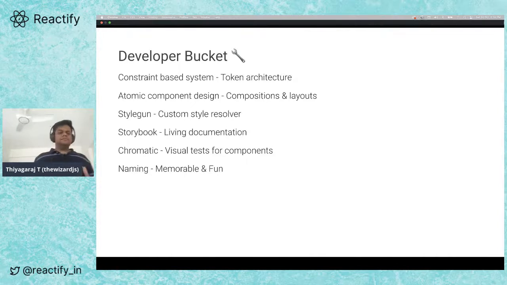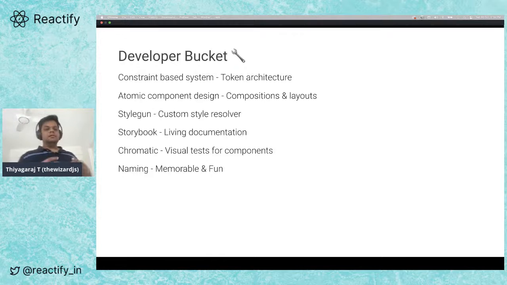Third is Style Gun. This is something which we came up with in Dgraph. We came up with a custom style resolver. We saw there are many token based style resolvers, and we came up with our own resolver, which I'll show you an example of how it is different. We'll talk about Style Gun a bit later.